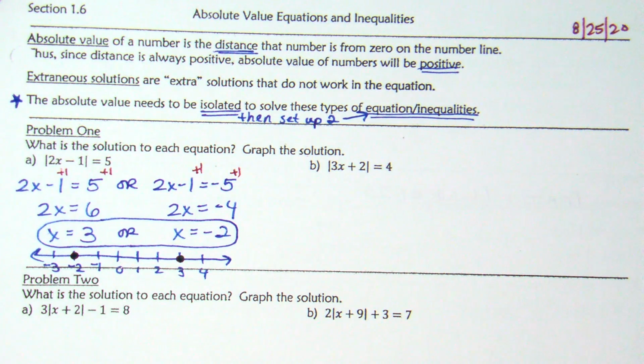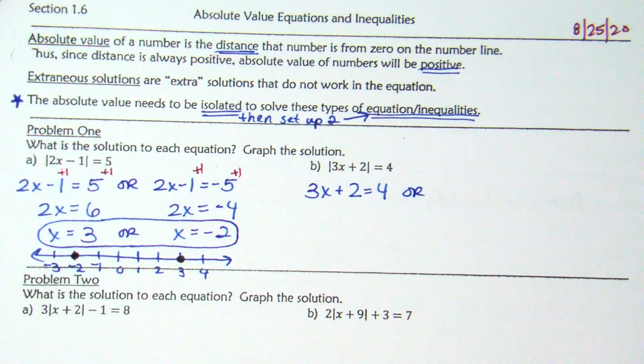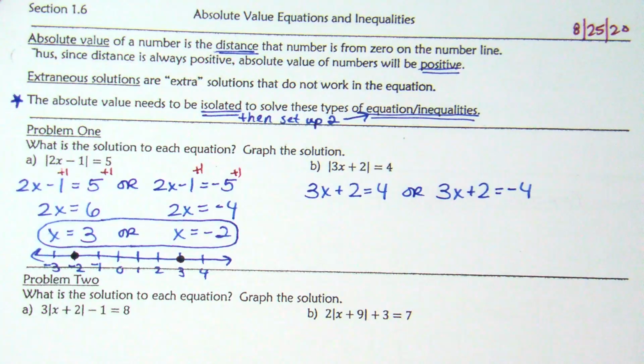One of them is going to be the given positive, 3x plus 2 equals 4. Or, what's going to change on the other one? Positive 4 becomes negative 4. Whatever's in the absolute value stays as is. You just change what's outside the absolute value. And can we solve from there? Solving is not my huge concern today. It's how do we get set up and all of that.